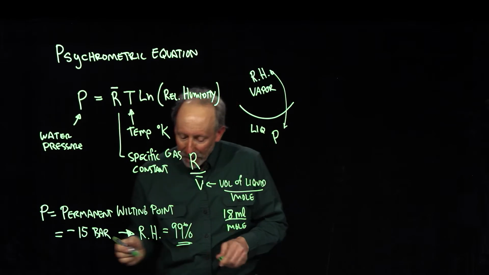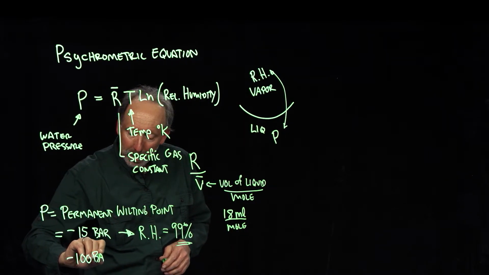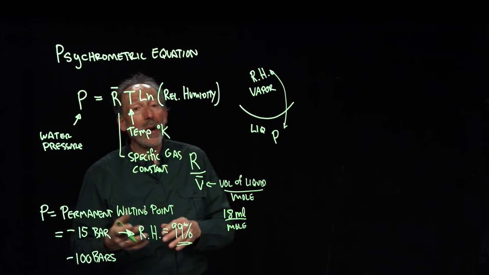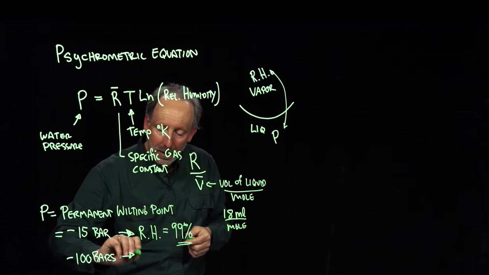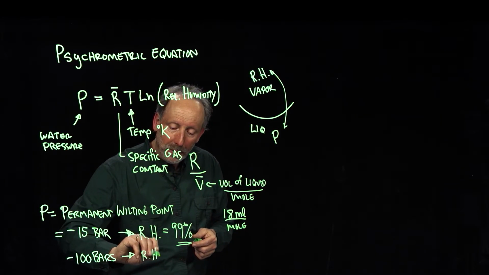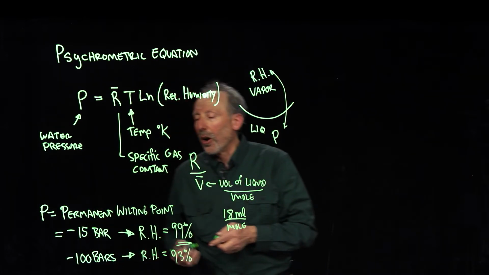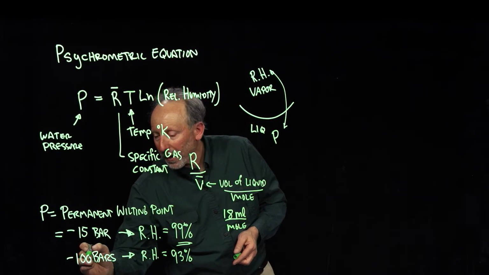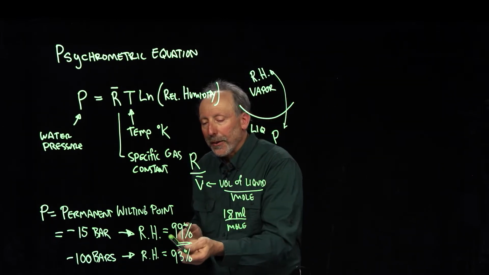So in fact, if we went to minus 100 bars of pressure, which by the way is 1,000 meters of water column, then the relative humidity is equal to 93%. And frankly, it's very, very hard to get soil even to minus 15 bars. So what do we learn here?